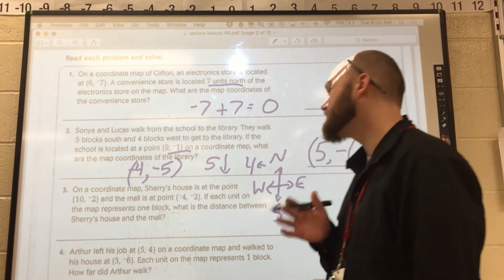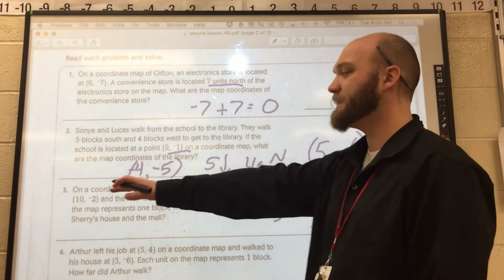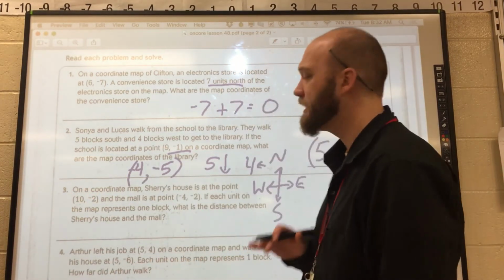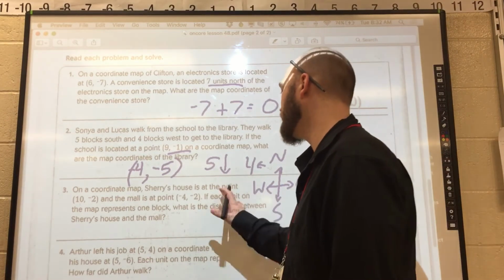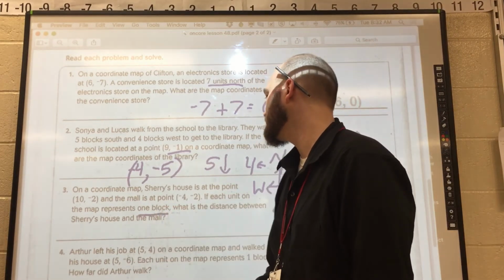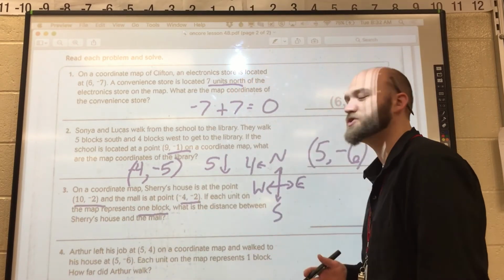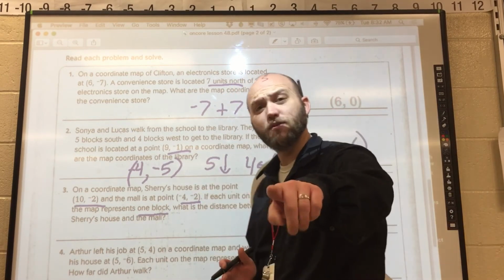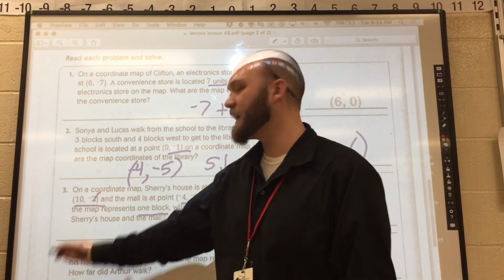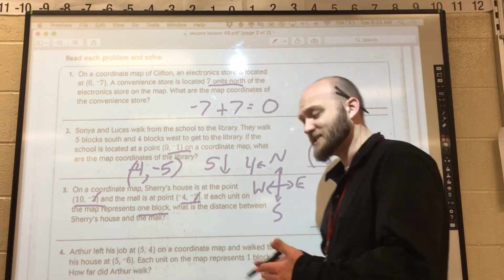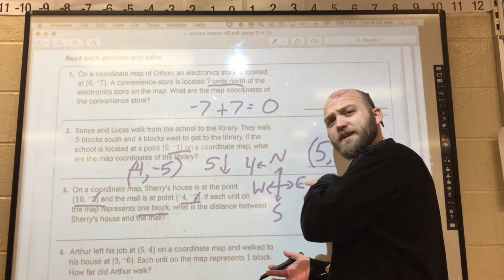Let's do one more just to help you out with this. On the coordinate map, Sherry's house is at the point +10, -2. The mall is at the point -4, -2. If each unit on the map represents 1 block, what is the distance between Sherry's house and the mall? Just like in the other worksheets, I noticed that both of these have -2 on the y-axis. That means that my up and down is going to be at -2. That's not going to change at all.